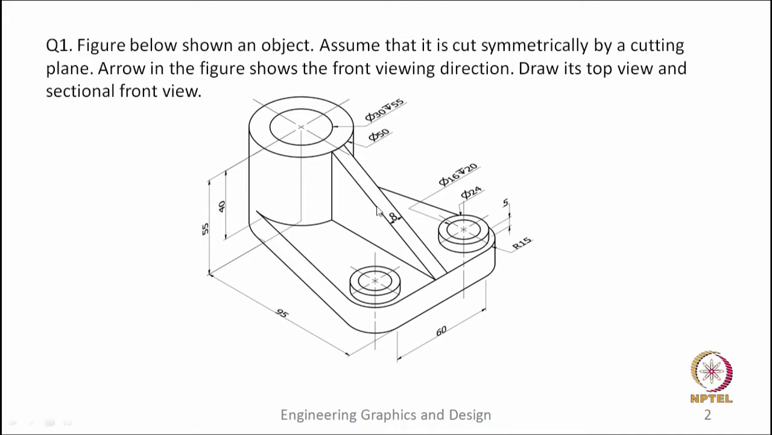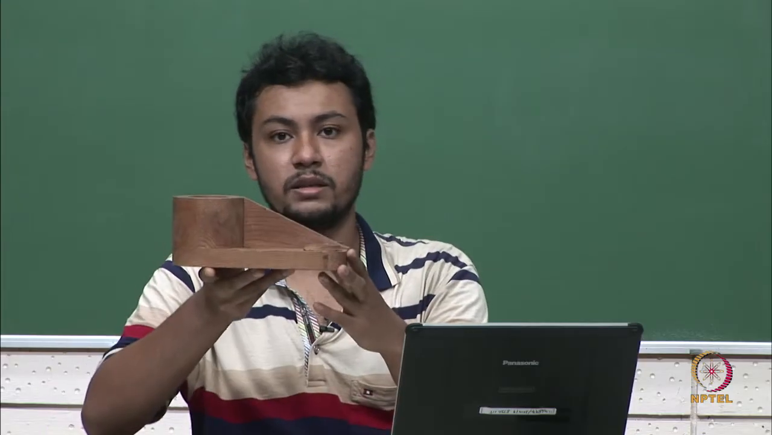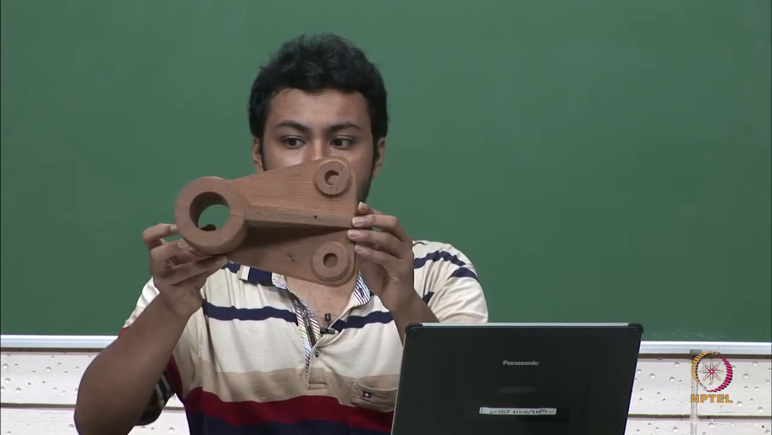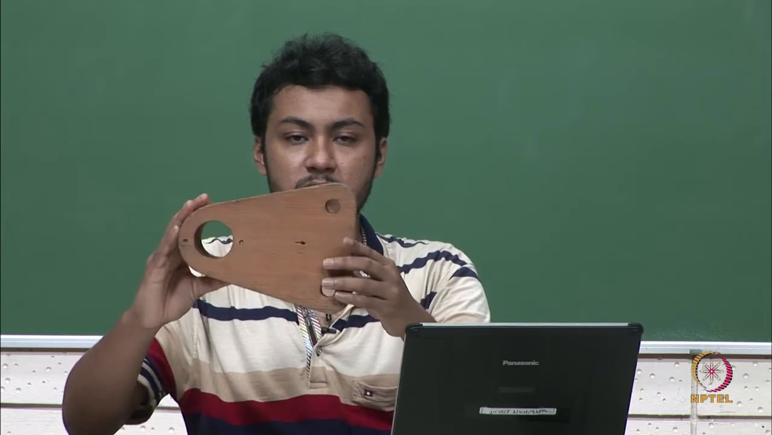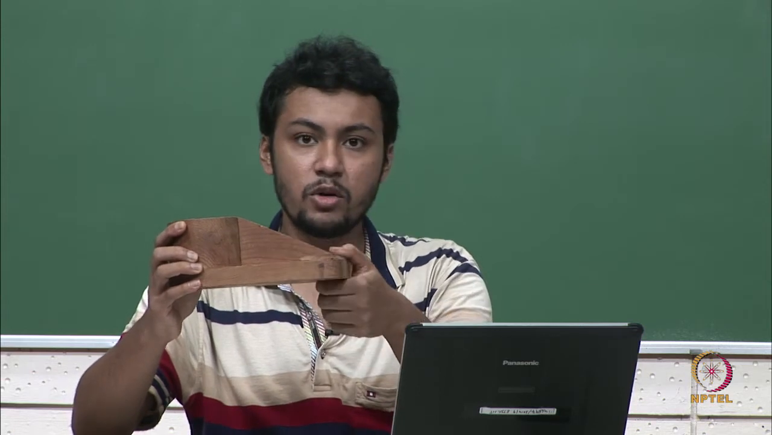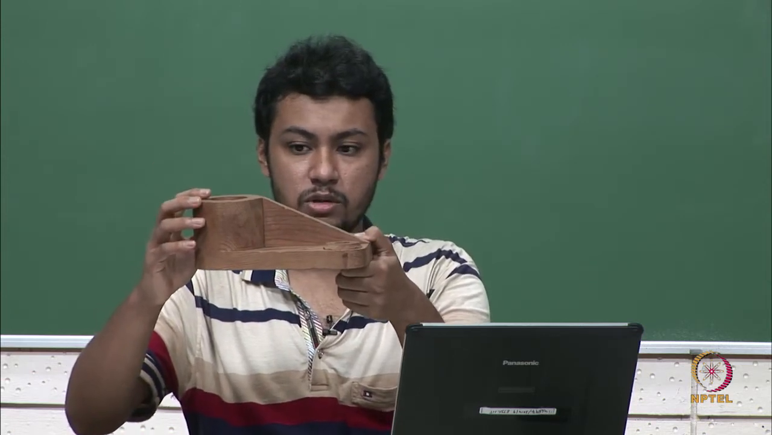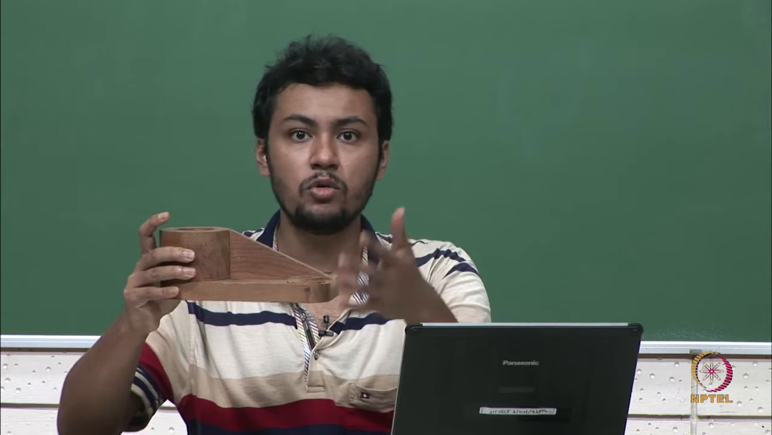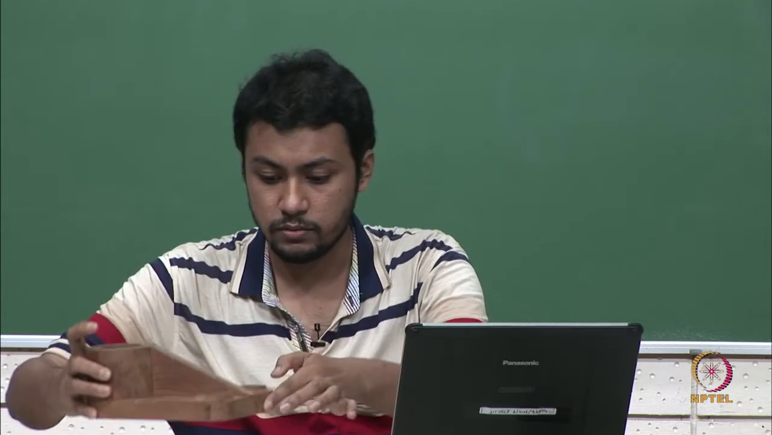If we look at this object, the front viewing direction is this, and we have been asked to draw the top view as well as the sectional front view. Now, just look at this object and then look at this. This is the object you were watching in the drawing. The same object, but today we will not rely only on the drawing; we will look at the object also. First we will look at the object in the drawing, then we will come back to the real object, then we will go for the drawing. That is what we will do.